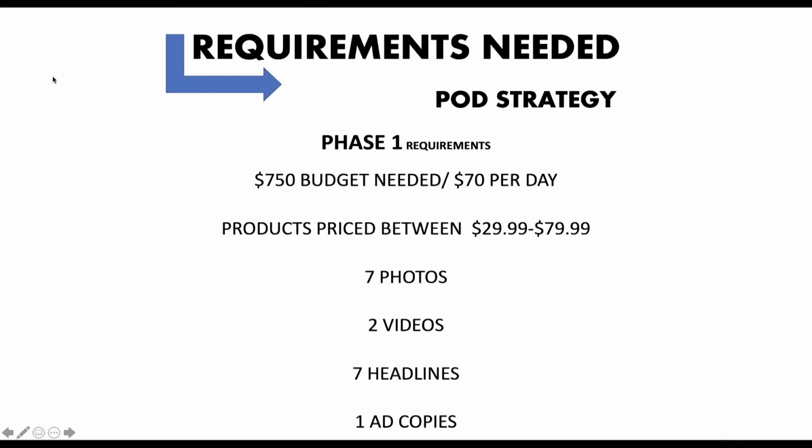So guys, before we actually get on to creating the campaigns, let's talk a little bit about the requirements you're going to need for this POD Facebook strategy. You're going to need a $750 budget. You're going to be spending around about $70 US a day. Your product price should be between $29.99 and $79.99. You're going to be using 7 photos, 2 videos, 7 headlines, and 1 ad copy. So if you haven't got those requirements, you cannot follow this strategy.